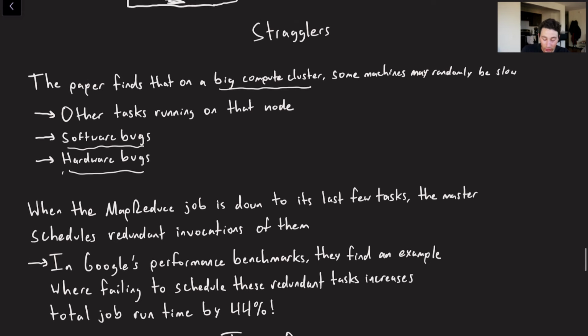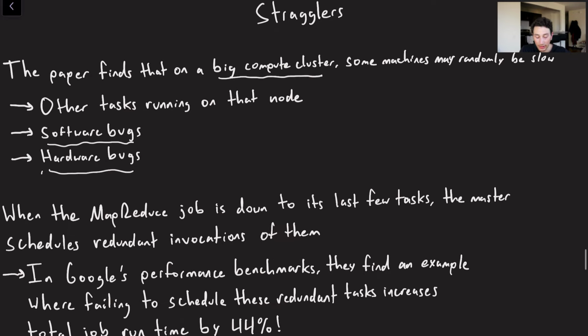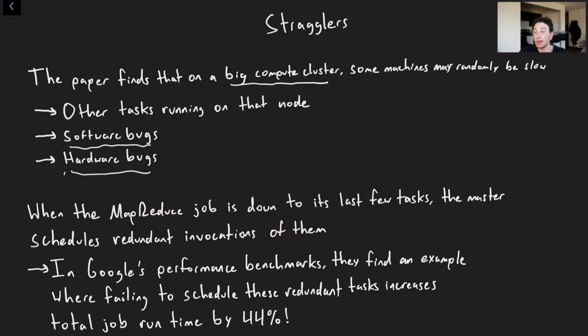So what Google does to actually counteract this is basically when our MapReduce job is down to the last few tasks, so maybe a few mappers left, a few reducers left, could be both, the master is basically just going to schedule redundant invocations of them.